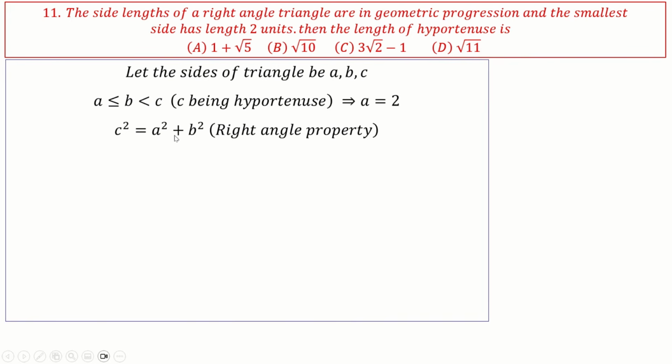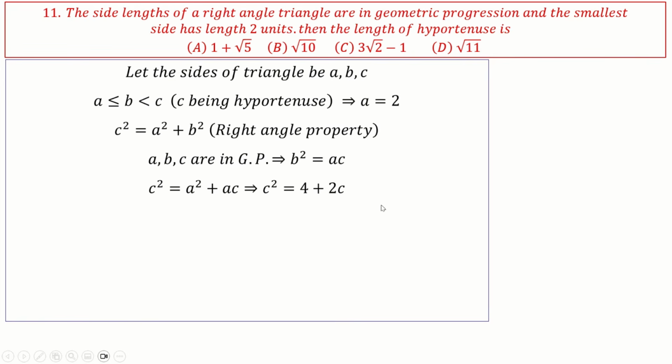Once I know this, Pythagoras theorem: c square equal to a square plus b square. Pythagoras or Bodhayana theorem, right? And then I also know that A, B, C are in GP, geometric progression. So b square equal to AC. Substitute here, and all I get is c square equal to a square plus AC. Now a is 2. Substitute it. C square equal to 4 plus 2c.